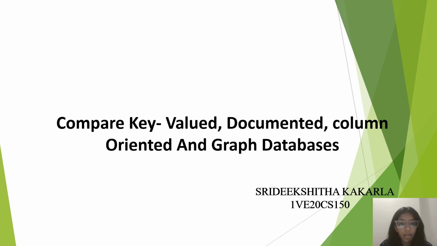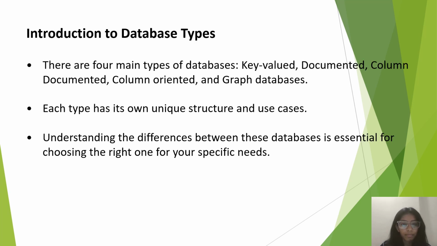Today we are going to see one of the topics in NoSQL, where we are comparing key value, document, column oriented and graph databases. What are the databases and their types? Basically there are four main types of databases. They are key value database, document database, column oriented database and graph database. Each database has its own structure and use cases. Understanding the differences between these databases is essential for choosing the right one for your specific needs.